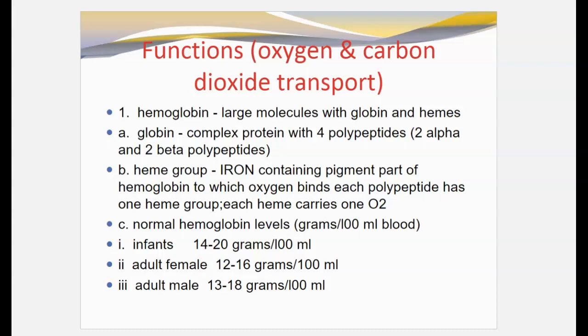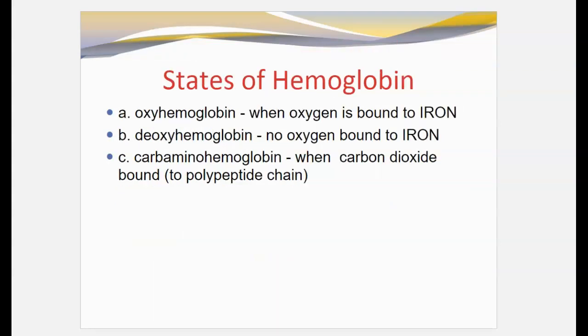And you can see the different levels there between an infant, think fetus and infant, to the adult female to the adult male. You'll notice the infant has greater hemoglobin levels than the female because you want the oxygen to leave maternal blood and go to fetal blood. When the hemoglobin is there, it can be in a state where it is holding oxygen, or it can be in a state where it is not holding oxygen, and it can be in a state where the carbon dioxide is in place of the oxygen.